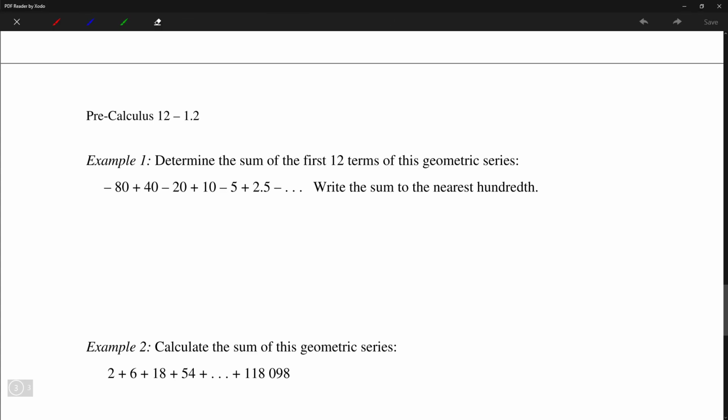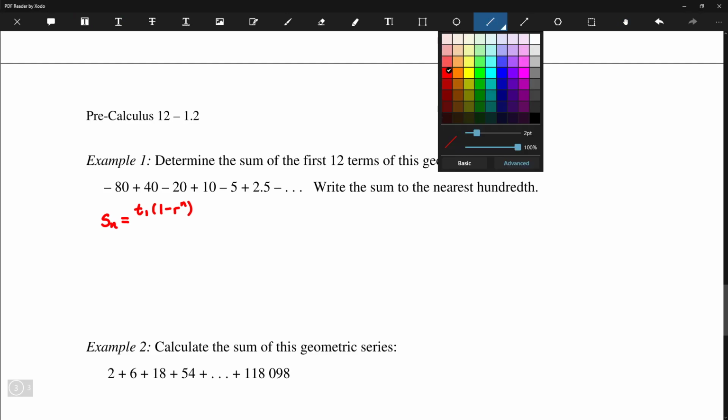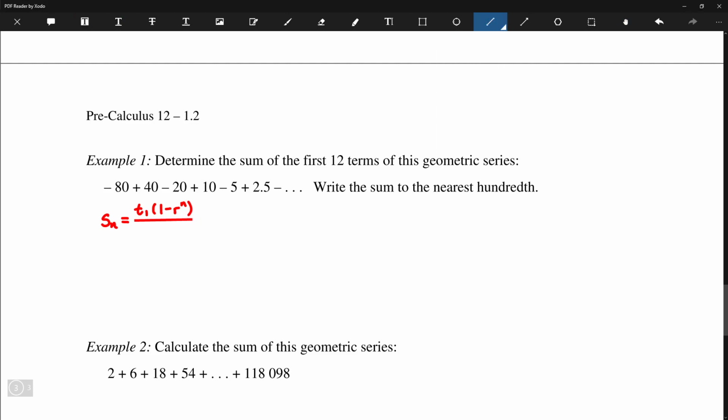Let's see, example 1, determine the sum of the first 12 terms of this geometric series, negative 80 plus 40 minus 20 plus 10 minus 5 plus 2.5 and so forth. Okay, so again, we have our formula. Sn is equal to t1 and then 1 minus r to the nth power divided by 1 minus r.